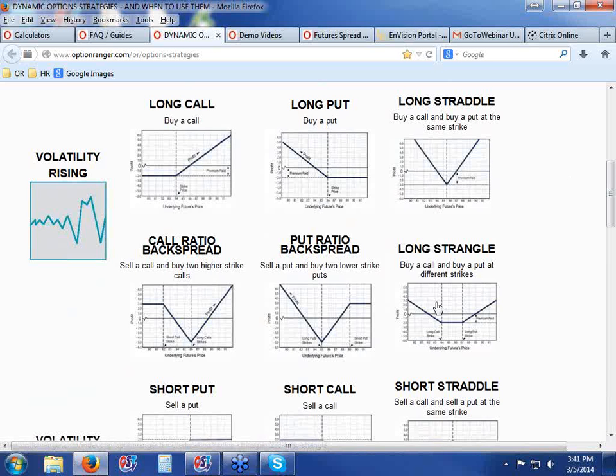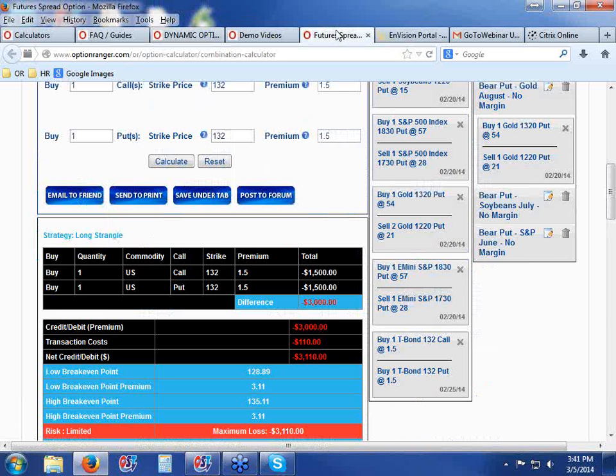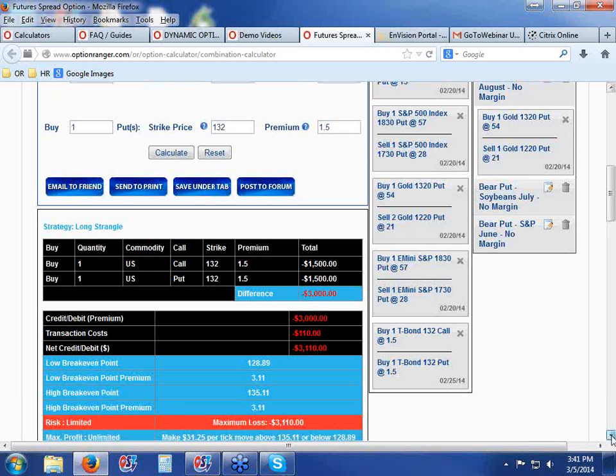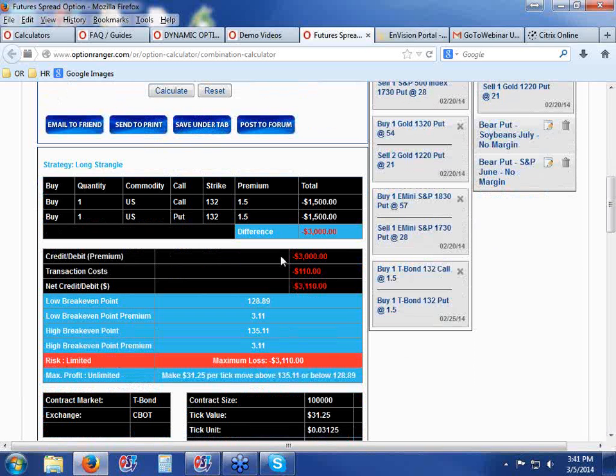And when you have that scenario, of course, you have the graphic here as well as the demo videos and the frequently asked questions where the trade can be explained. In this particular scenario, this trade is looking for a significant move, in either direction by purchasing an at-the-money call and at-the-money put.